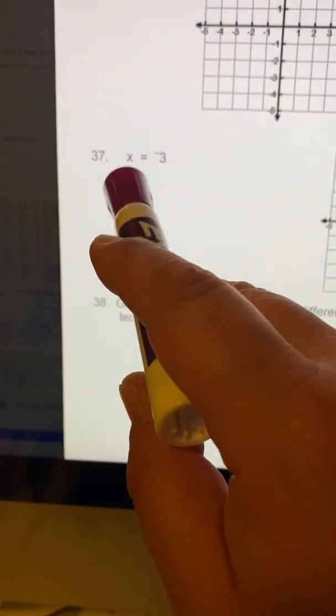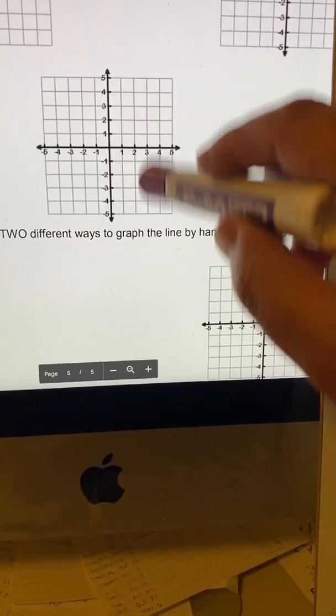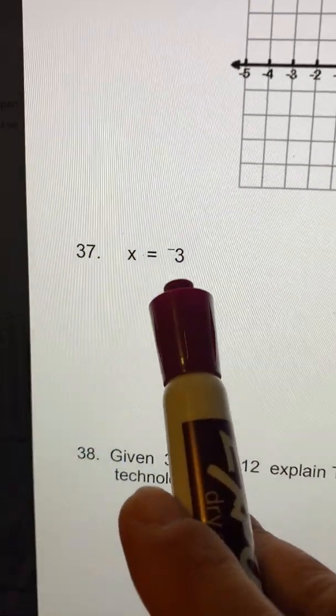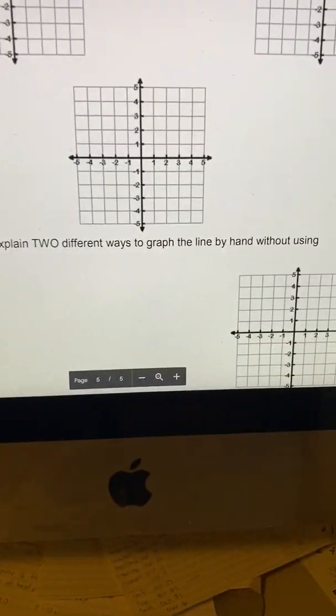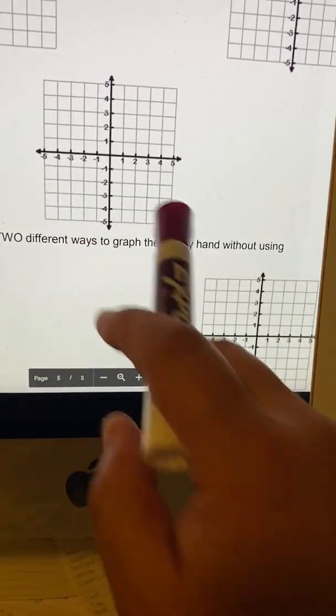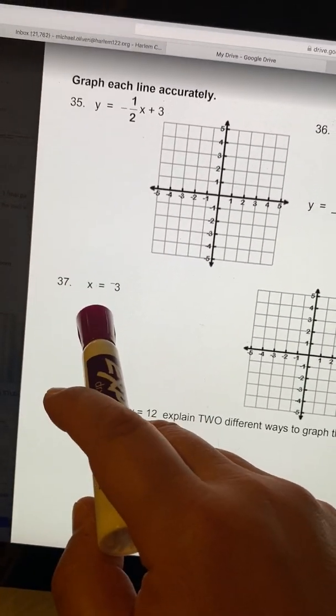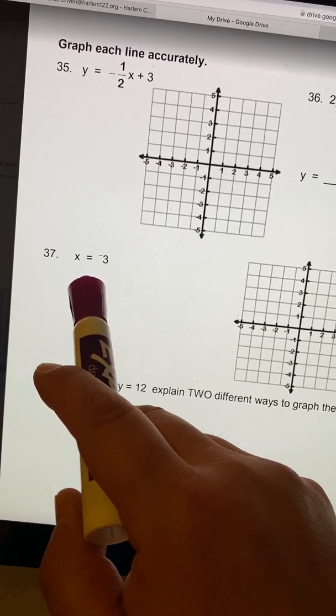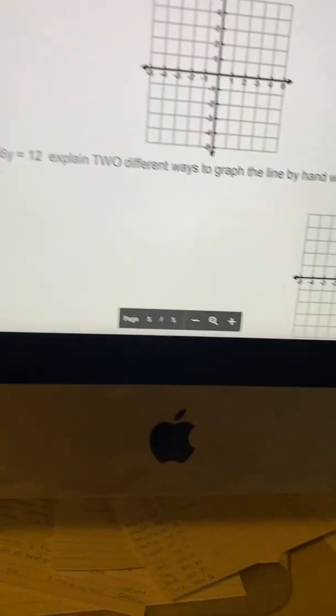Okay, but this one is x is -3. That's a vertical line at -3. Some of you did a vertical line at +3. I don't know how, it's negative, but you did it at +3. Others made it a horizontal line. You just got flip-flopped with that one. You need to know x, vertical line, undefined slope, because it's a vertical line.